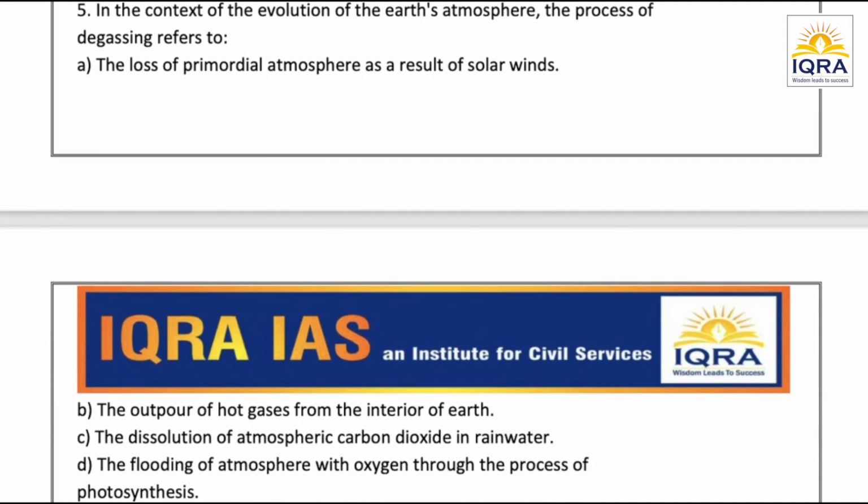Question number 5. In the context of evolution of Earth's atmosphere, the process of degassing refers to. See, here there are two things I'd like to mention. First, you must develop that habit of identifying that one keyword present in the question and understanding the essence of the question. And second, make sure that you read the question patiently and carefully.